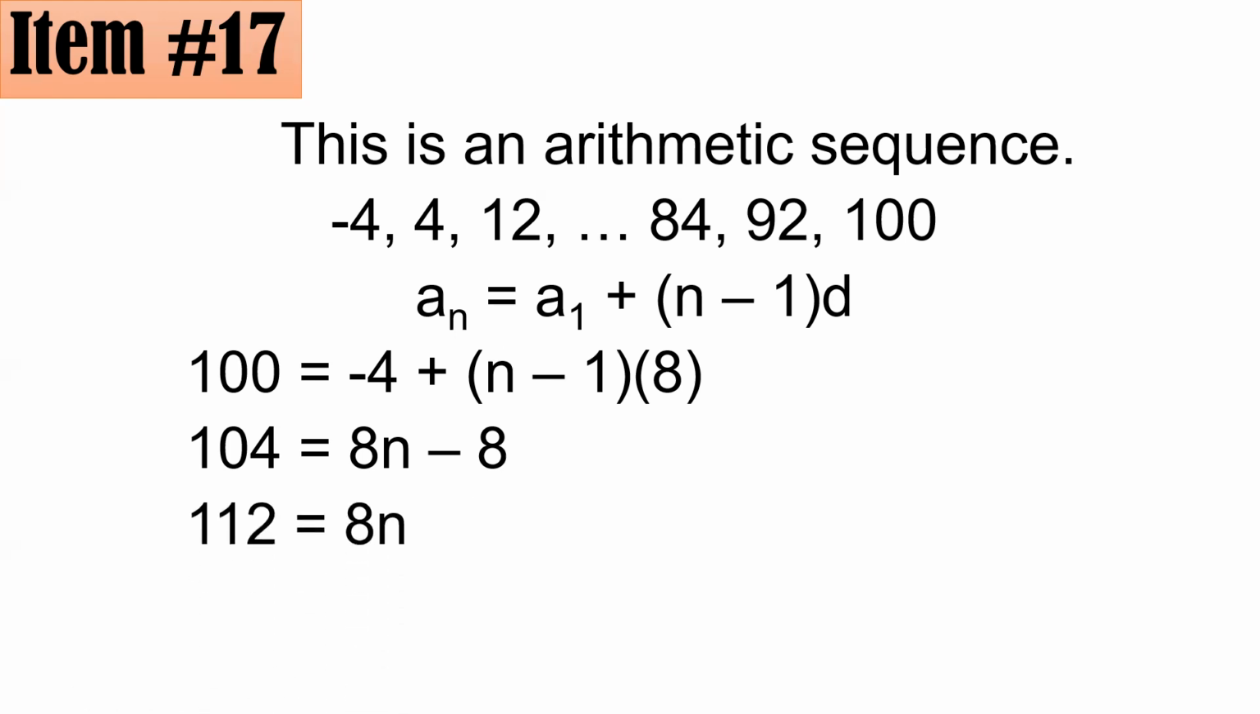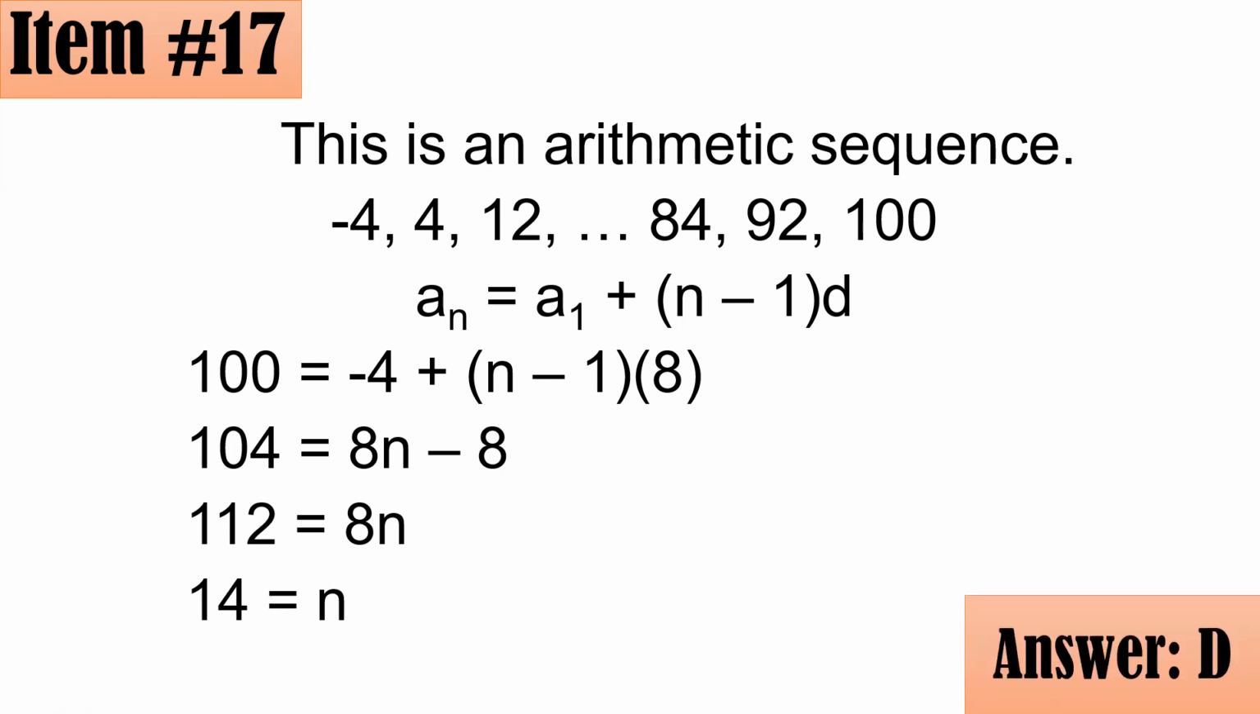Adding 8 both sides gives you 112 equals 8n. Dividing both sides by 8 gives you 14 as the value of n. Hence, there are 14 terms in that sequence. Letter D. So to those who answered D, congratulations, you got it right. Galing.